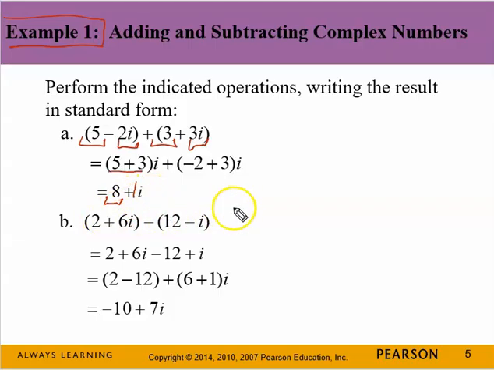Now, for subtracting, we have to remember that when we take away the parentheses, we have to change each of the terms inside to opposite signs. So this is going to become a negative 12, and this becomes a positive i. So now we add our 2 and negative 12, get a negative 10, a positive 6i, and an i. Remember, there's a 1 in front. Gives us a 7i. And again, this is in complex form, a plus bi. So we always have to write our answers like that. All right, let's go on.